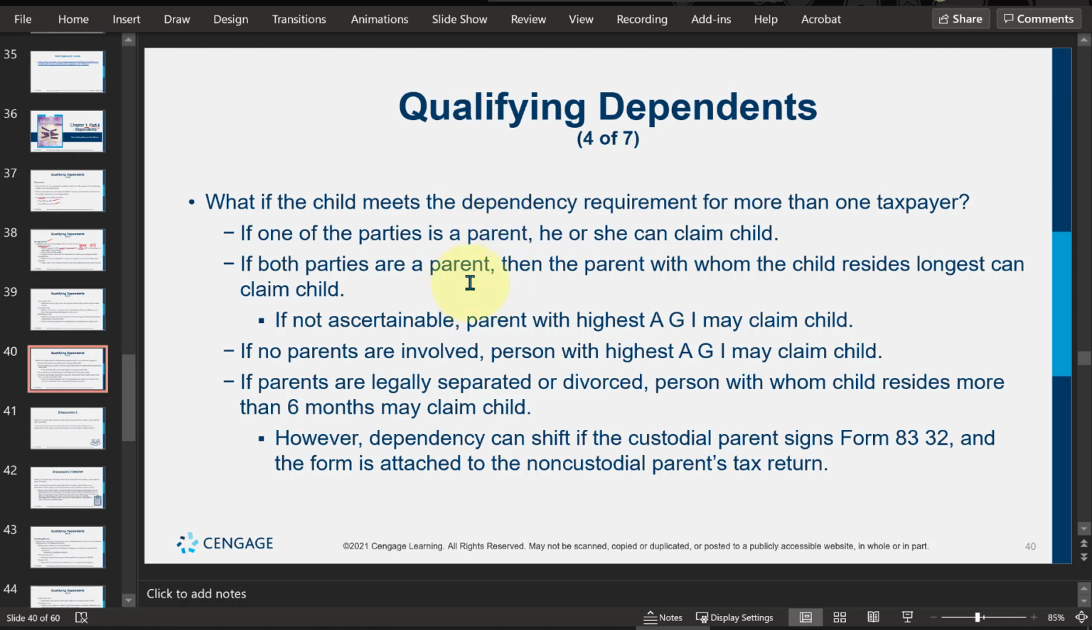If it's two or more parents contesting whether they want to claim the child, it's the parent that has the child living with them for the longer period during the year. Again, the parents can agree among themselves. The rules here on this slide only depend upon whether they cannot agree who's going to claim the child. And if the people claiming the child are not parents, it's the person that has the highest adjusted gross income that can claim the child. Okay. Again, that's only if you cannot agree among taxpayers who already qualified to claim that one child.